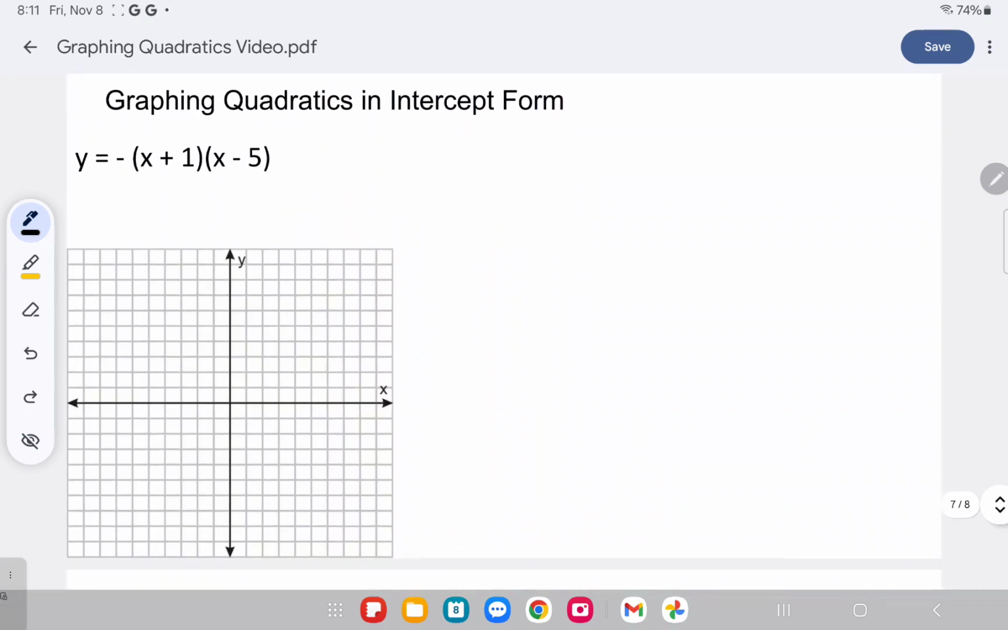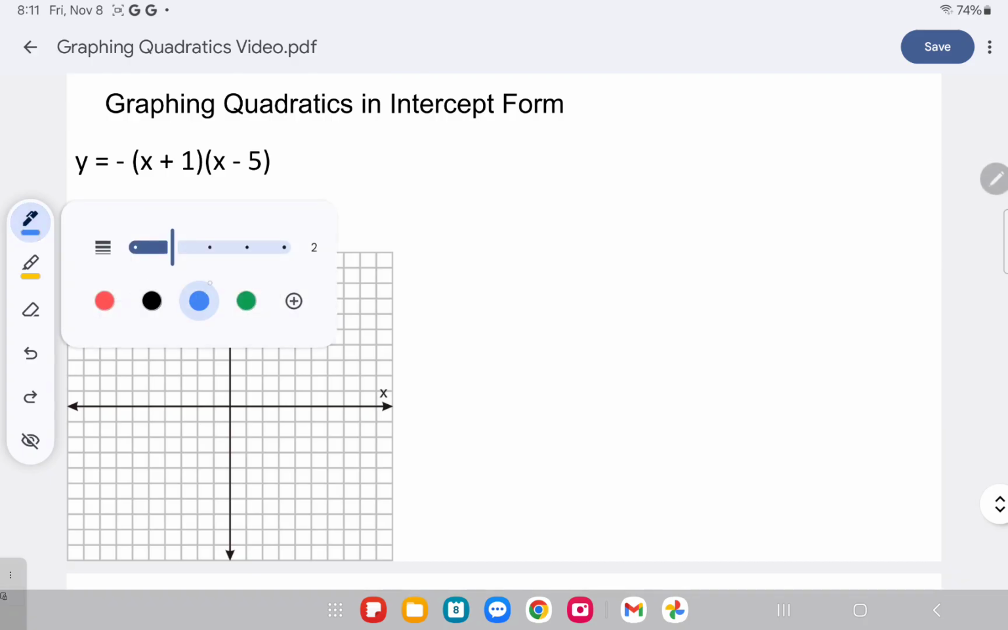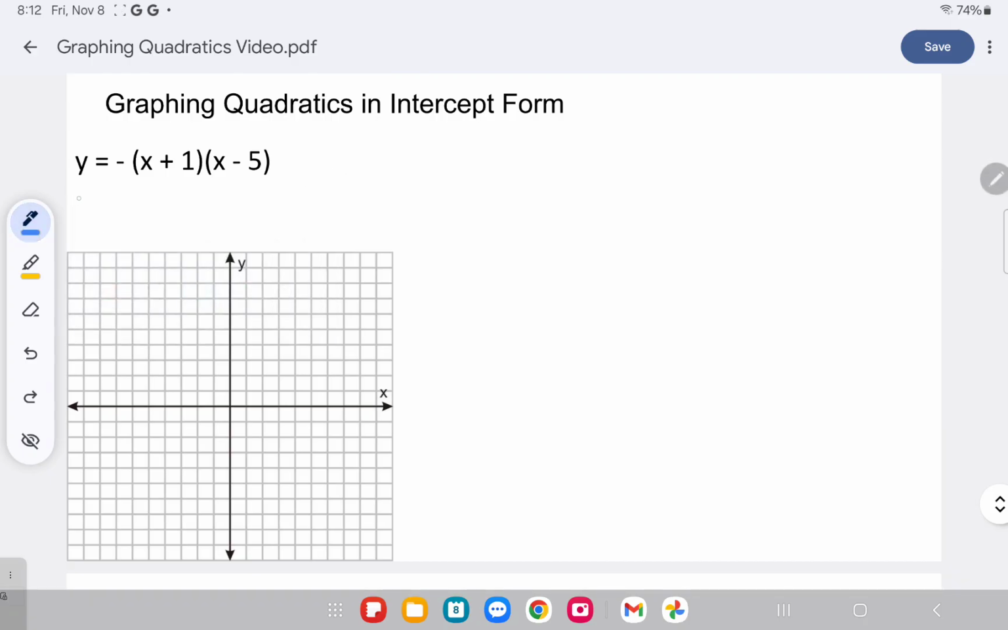Next, we're going to review how to graph a quadratic that's in intercept form or factored form. So these are the factors. The front number, the front coefficient, is your a again. So our a is -1. There's an invisible 1 there, which means that this parabola is going to open down because a is negative.